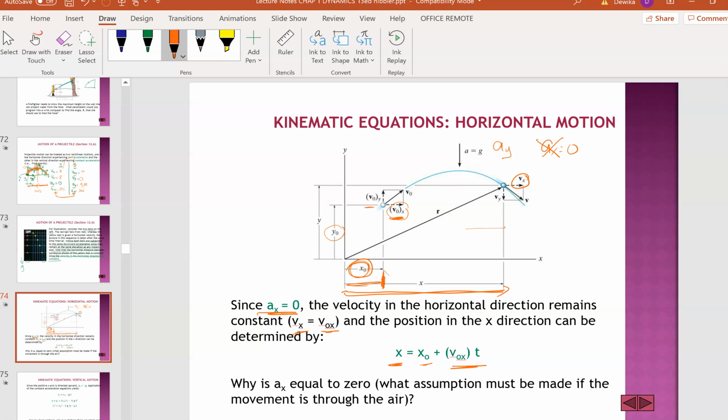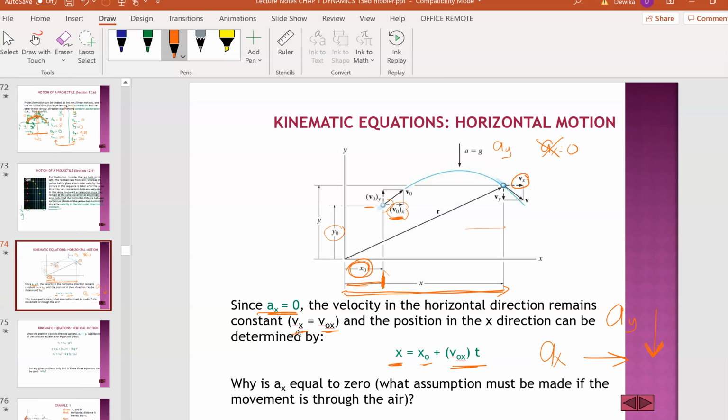Why are we taking ax equal to 0? Because there's no acceleration in the x direction. The only thing that's affecting the launch of this particle is ay, which is the direction of the gravity. There's nothing else.